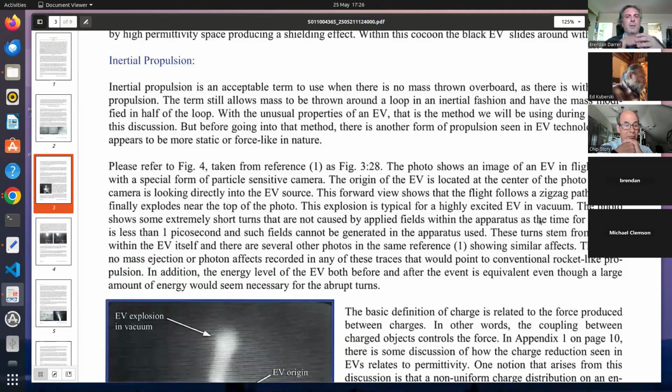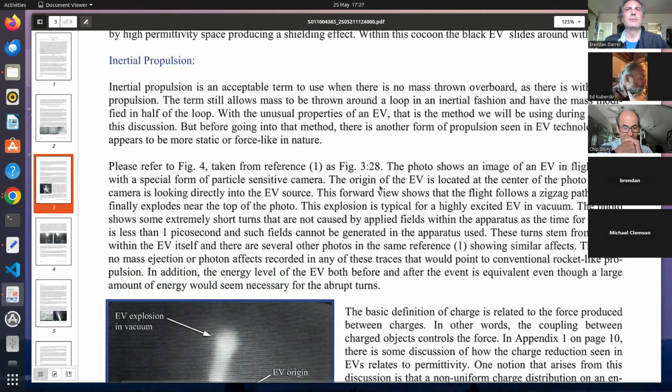Inertial propulsion. Inertial propulsion is an accepted term to use when there is no mass thrown overboard, as there is with rocket propulsion. The term still allows mass to be thrown around a loop in an inertial fashion and have the mass modified in half of the loop. This is really interesting. This is probably where the technology is.